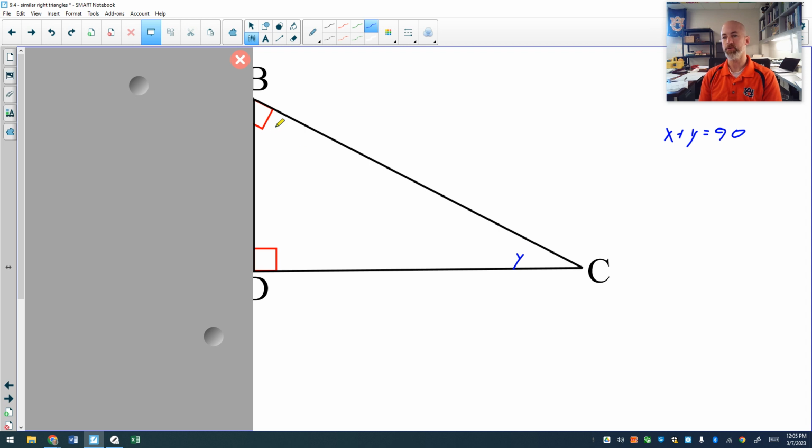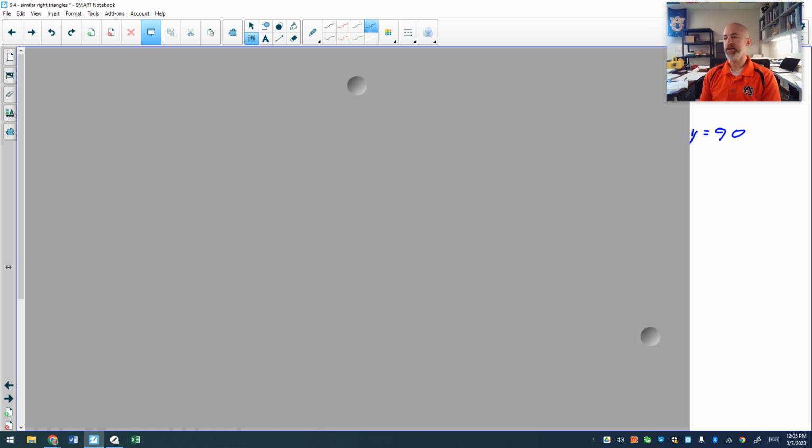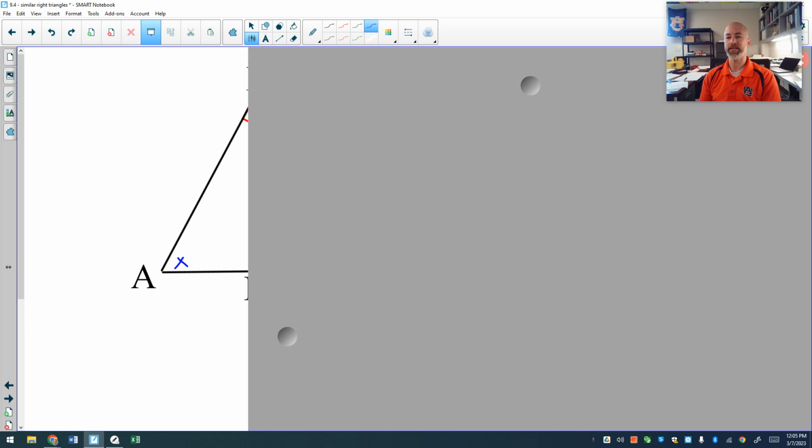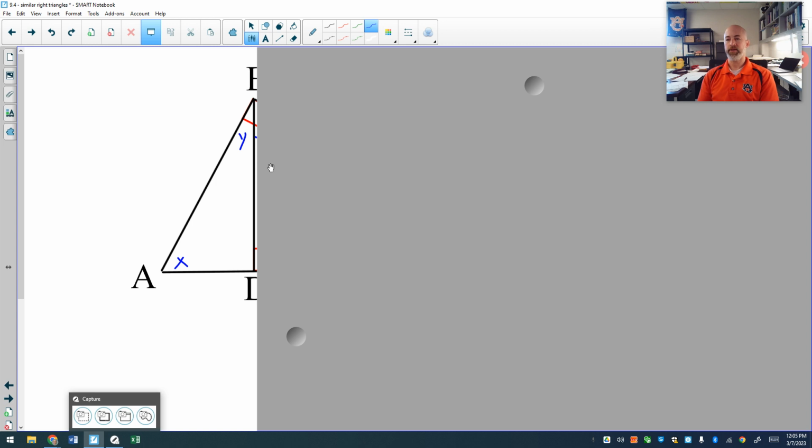And this angle right here, whatever it is, must add with Y to get 90 degrees. Well, we've already established that X is the angle that goes with Y to get 90. So this angle right here on this side of the altitude must also be X. And similarly, if I know X plus Y is 90, then on this triangle, I also know that that angle must be Y. So we have a bunch of angles X and Y.